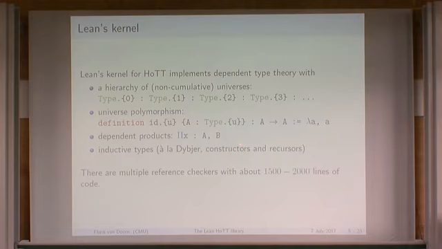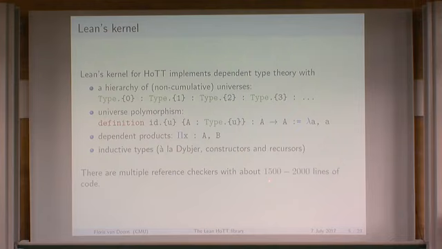There are dependent products with the usual eta rules, and there are inductive types. So it's much smaller than, for example, in Coq and Agda, because inductive types only generate the induction principles and the constructors and so on, and the computation rules. There's no pattern matching or something like that.